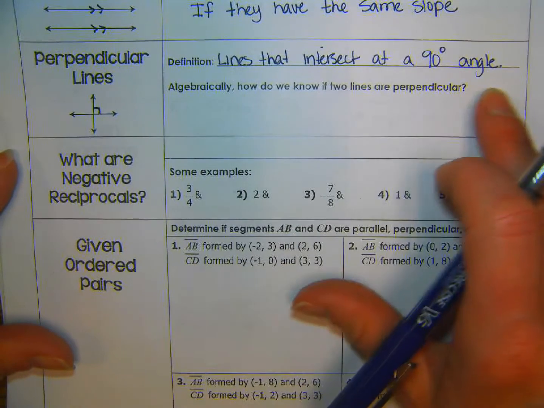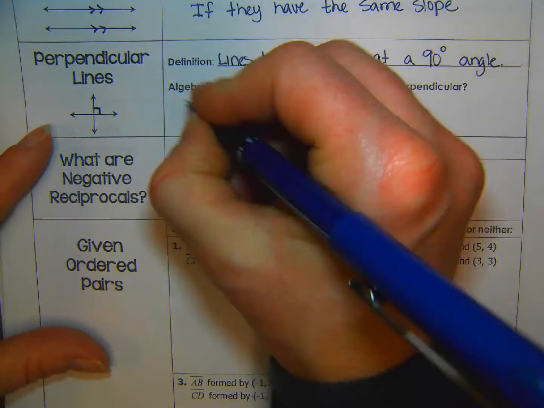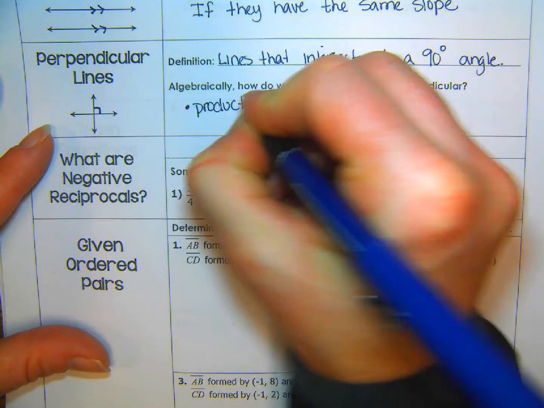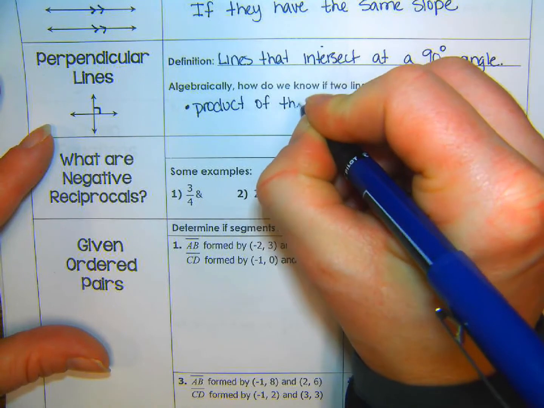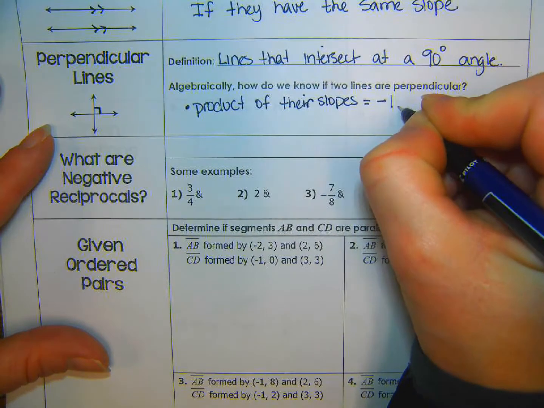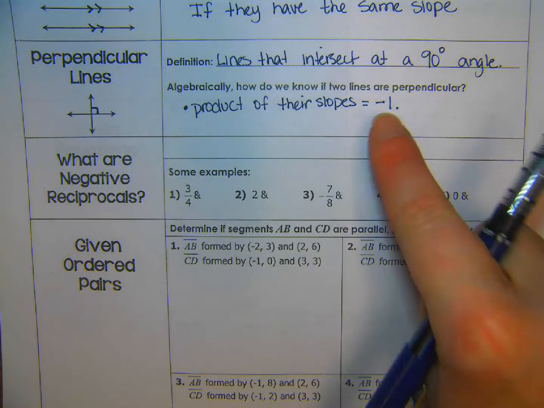Okay, now perpendicular is a little bit different. Algebraically, how do we know if two lines are perpendicular? Okay, so I'm going to tell you the real definition, and then I'm going to tell you what it means. We can tell if the product of their slopes equals -1. Well, how in the world am I going to do that? What's the word product mean? Yeah, so meaning if you would take their slopes and you would multiply them together, you should get a -1.